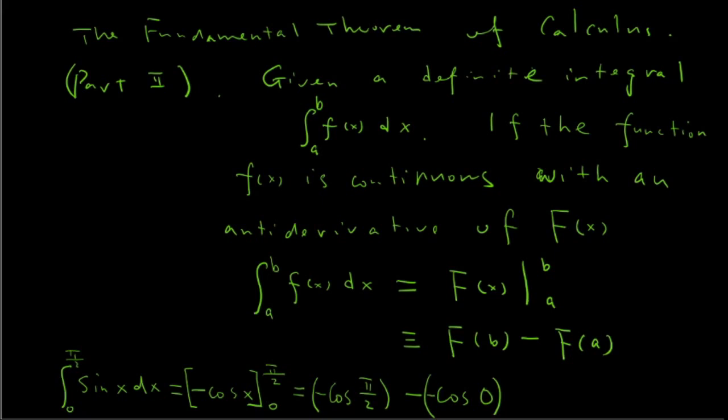Now you need to recall some trig values. Cos of half pi is equal to 0. Cos of 0 is equal to 1. At this point, you really should memorize these trig values. So this term is 0, right? Negative 1. So the final answer is 1. That's a simple question showing you how to use the fundamental theorem.